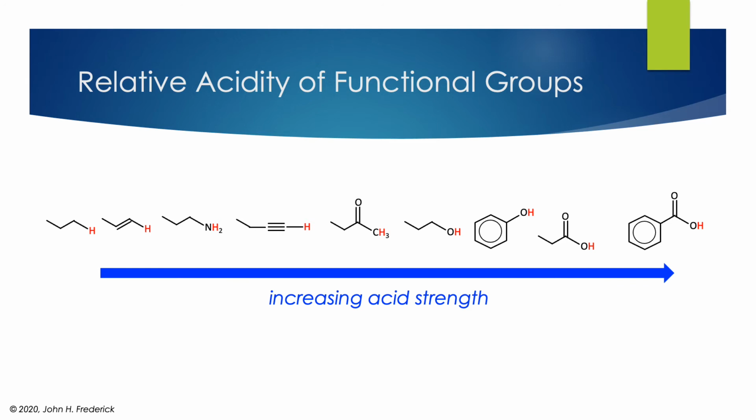Starting at the left, basically alkanes, alkenes, even simple amines and alkynes are all extremely weak acids. In fact, we really don't see them participating as acids very much under normal circumstances. If we have a hydrogen that's on a carbon that's attached to a carbonyl group, there's an electron withdrawing effect from the carbonyl group that causes those hydrogens to be a little bit more acidic, but they are still very, very non-acidic in general.